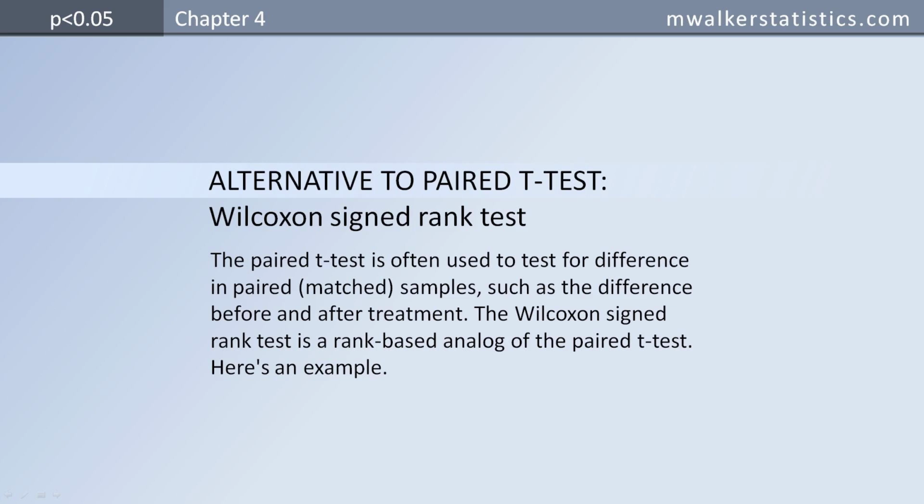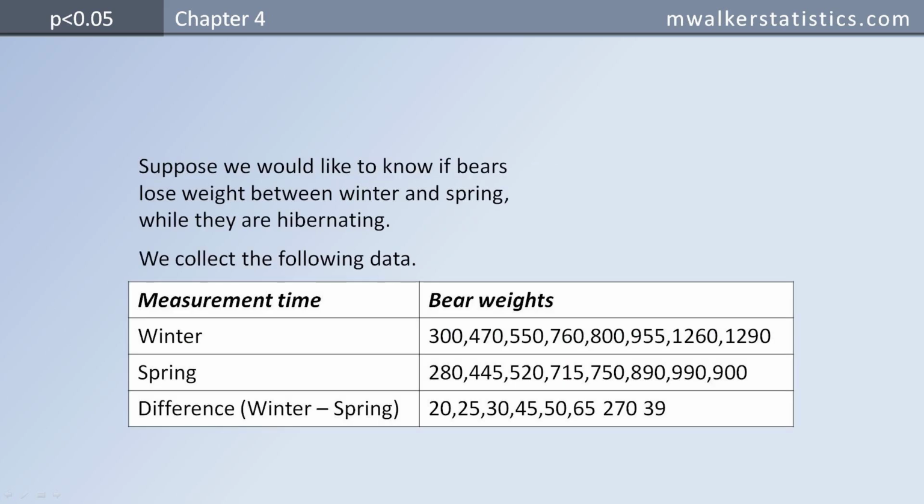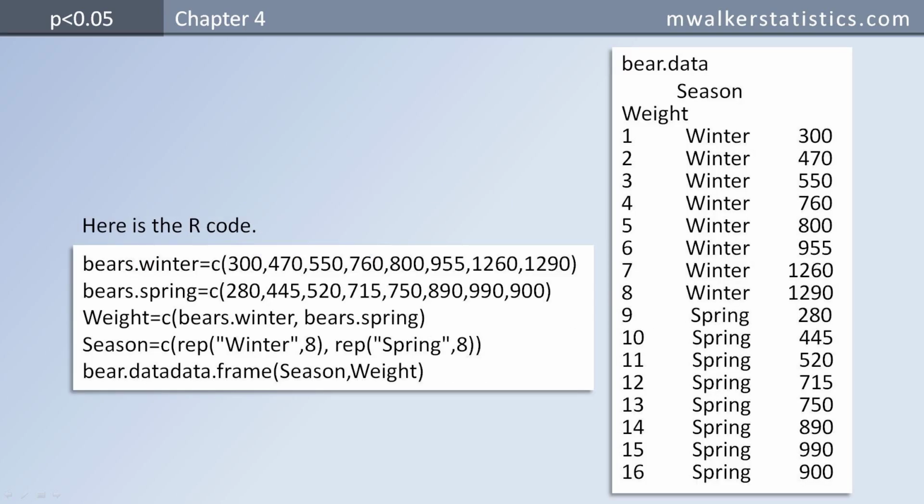Alternative to paired t-test, Wilcoxon signed rank test. The paired t-test is often used to test for difference in paired, matched samples, such as the difference before and after treatment. The Wilcoxon signed rank test is a rank-based analog of the paired t-test. Here's an example. Suppose we would like to know if bears lose weight between winter and spring while they are hibernating. We collect the following data. Here is the R code.